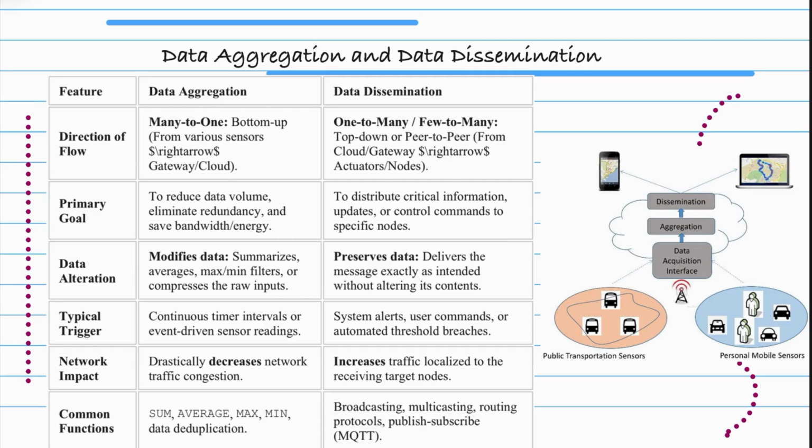If we talk about typical triggers, aggregation is generally routine and time driven, such as a sensor checking every 10 minutes on a steady cycle, whereas dissemination is fundamentally event driven. That means reacting instantly to threshold breaches, human override commands, or sudden system alerts. Together these two workflows form the complete circulatory system of any modern IoT application, seamlessly managing both data collection and the real world physical response.